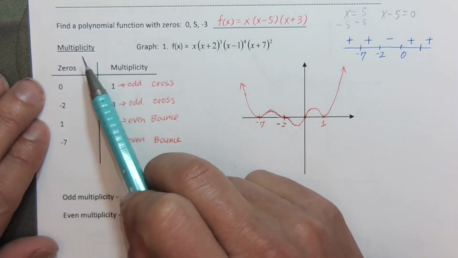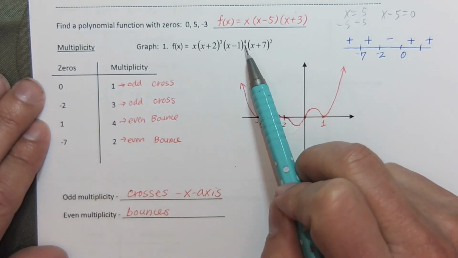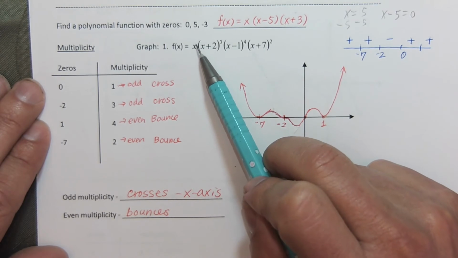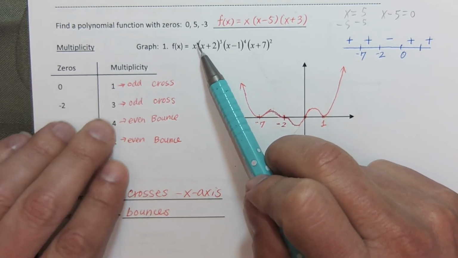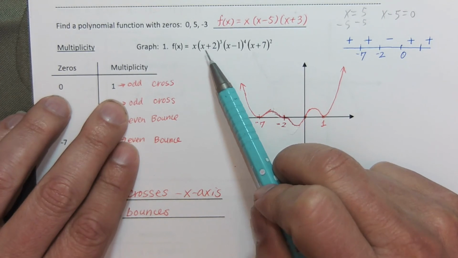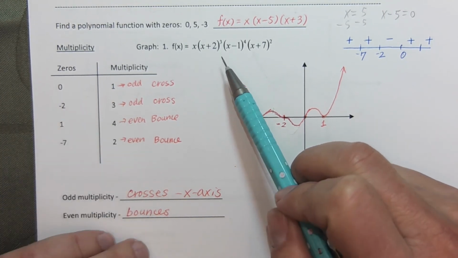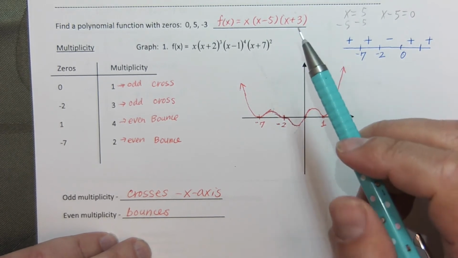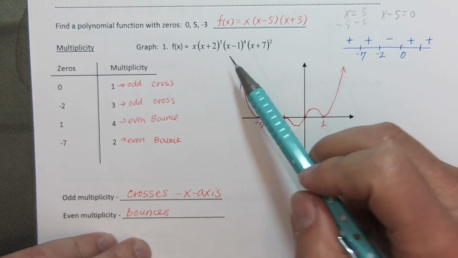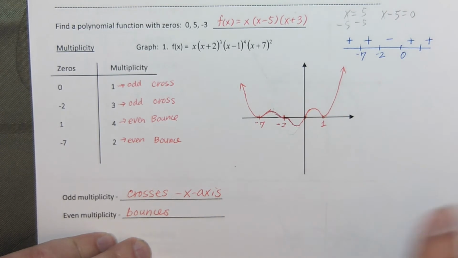Let's talk about multiplicity. Multiplicity means that the exponent maybe is something other than 1. So here the multiplicity is just 1, x equals 0. Here the multiplicity is 3. Now that's going to affect whether it crosses the graph or whether it bounces off of the graph, and also if it does cross the graph, how it crosses the graph. So let's start with the first one.